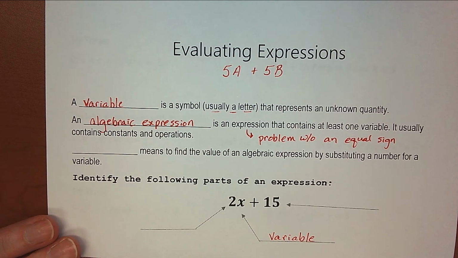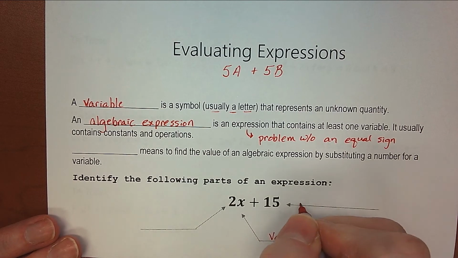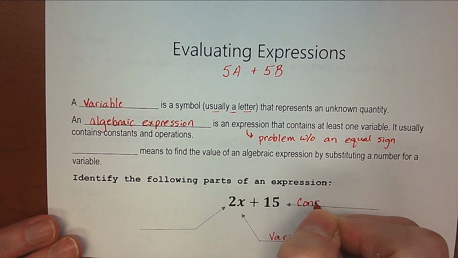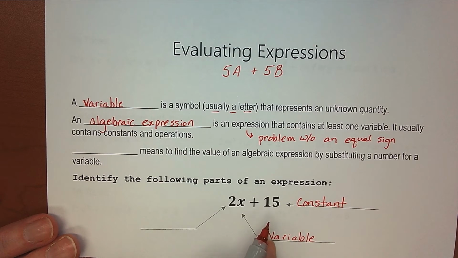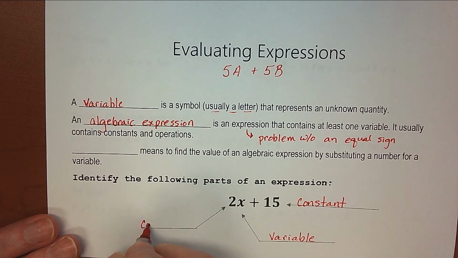So our constant is right here, this number that won't change. This is called a constant. That's a number that's going to stay there as we work out our problem. And this number that is in front of the variable, we call that a coefficient. It's a number that's being multiplied to the variable, so that's a coefficient.